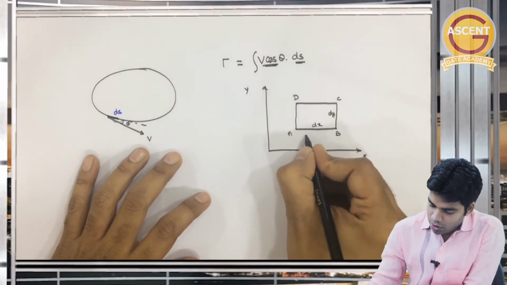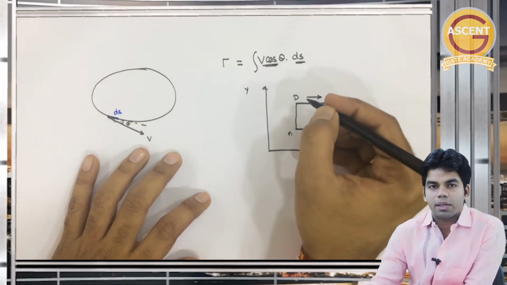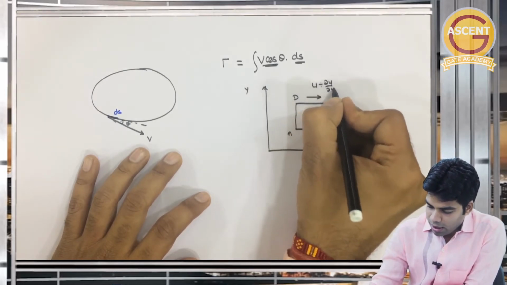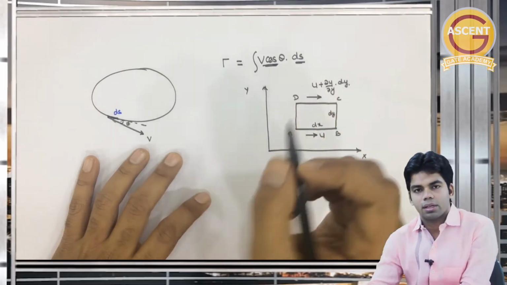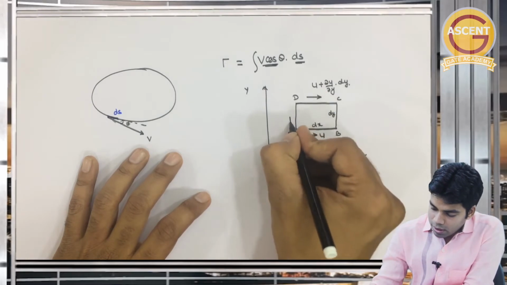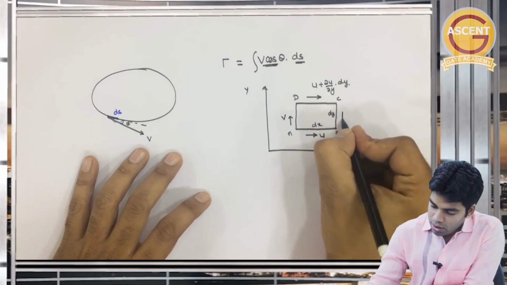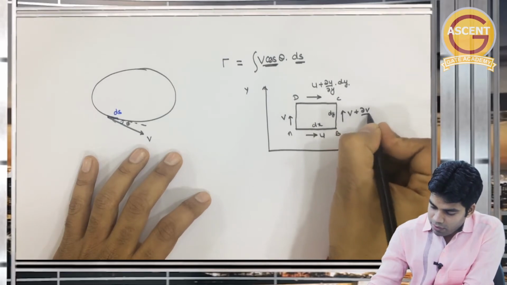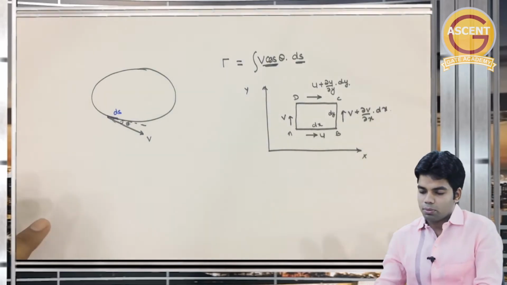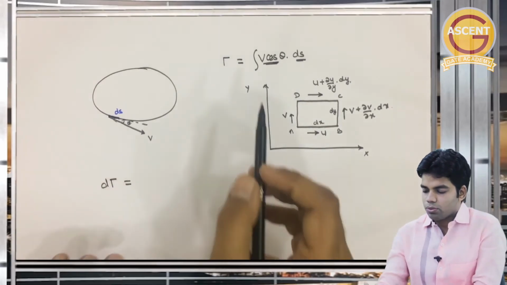Now suppose the velocity here is u, and it varies with respect to the y direction, so here the velocity is u plus del u by del y into dy. U is varying with respect to the y axis. Similarly, v is the velocity in the y direction and it varies with respect to the x axis, so here the velocity will be v plus del v by del x into dx. So the small circulation d gamma is equal to, what is the circulation?